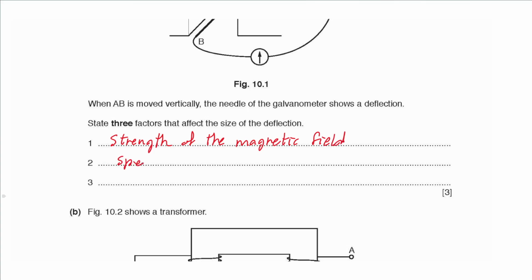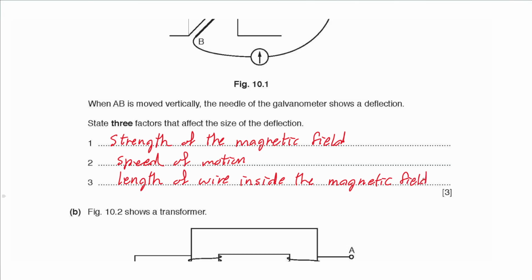We can also say the speed of motion, and the length of wire inside the magnetic field. All these, if increased, the induced current will also increase.